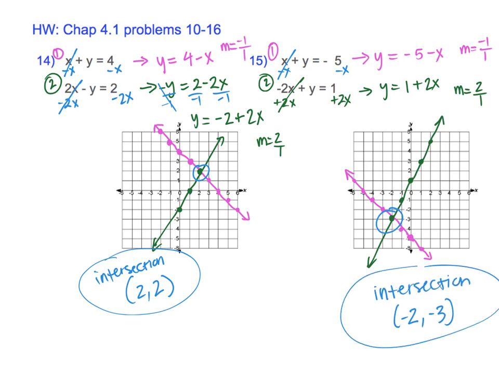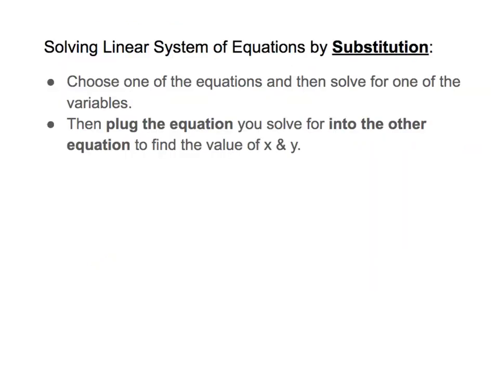So, to solve a system of equations, you have to make sure y is solved to be by itself so you can easily graph the y-intercept and the slope and graph your line and then find where the two lines intersect. Alright, let's go into substitution.